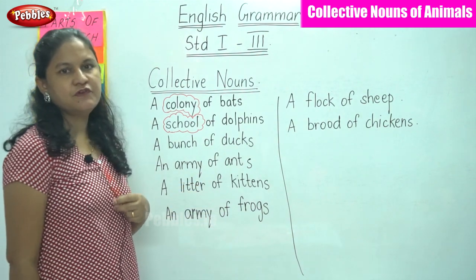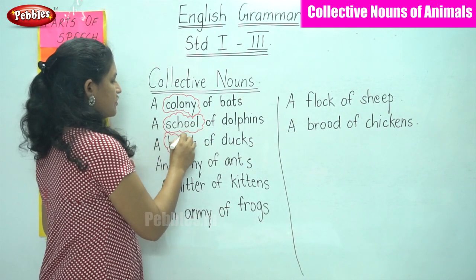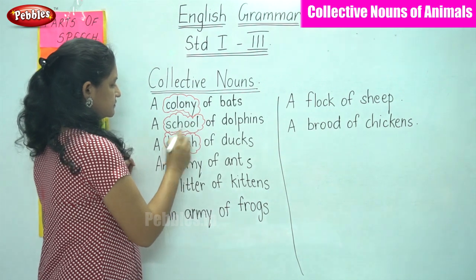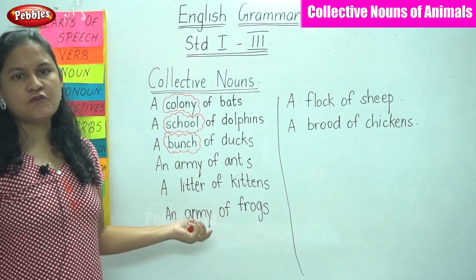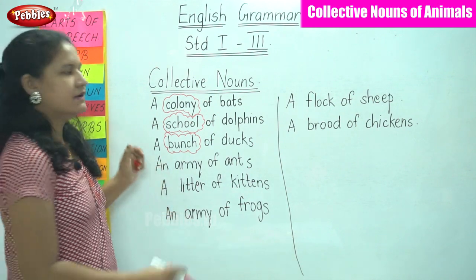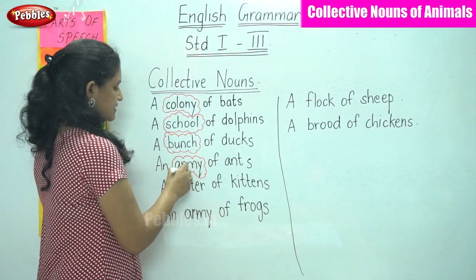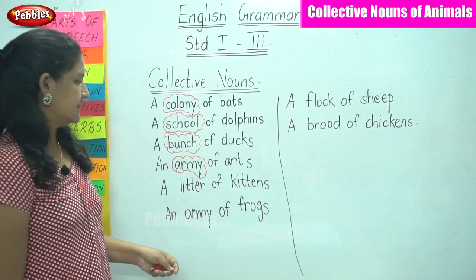A bunch of ducks. So many ducks together are known as a bunch of ducks. An army of ants. We either call them a colony of ants or an army of ants. So it is known as an army of ants.